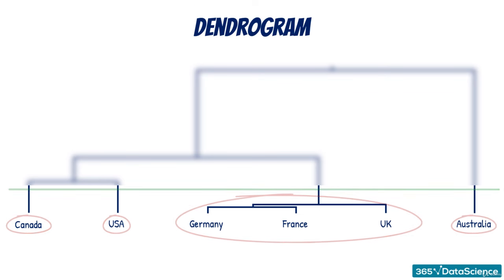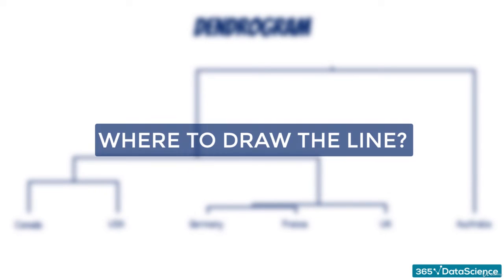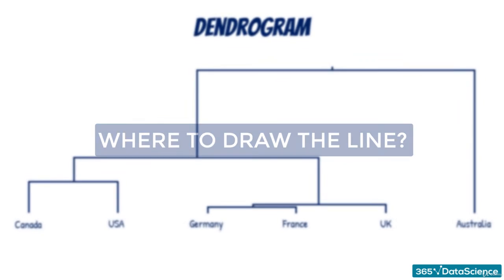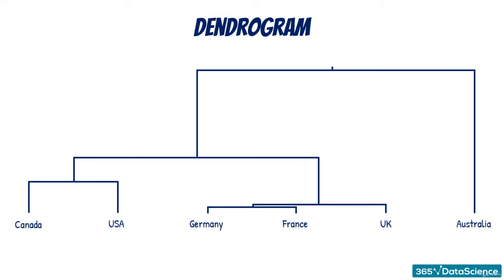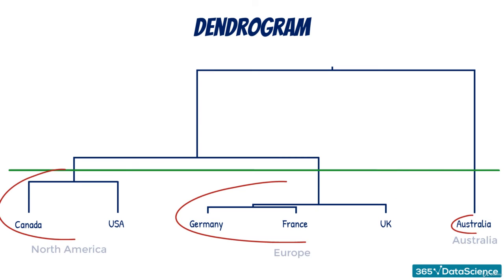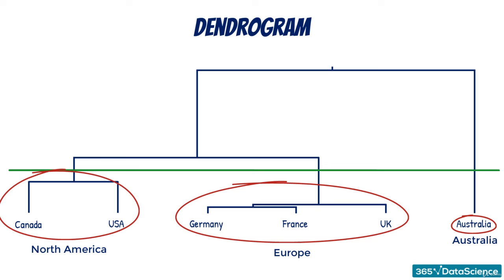Great! Finally, how should we decide where to draw the line? Well, there is no specific rule, but after solving several problems, you kind of develop an intuition. When the distance between 2 stages is too big, it is probably a good idea to stop there. For our case, I would draw the line at 3 clusters and remain with North America, Europe, and Australia.